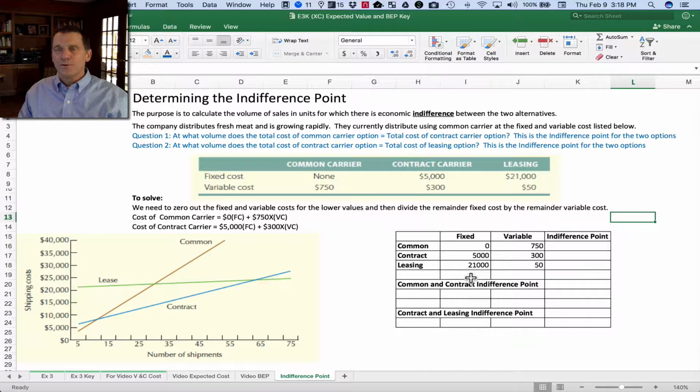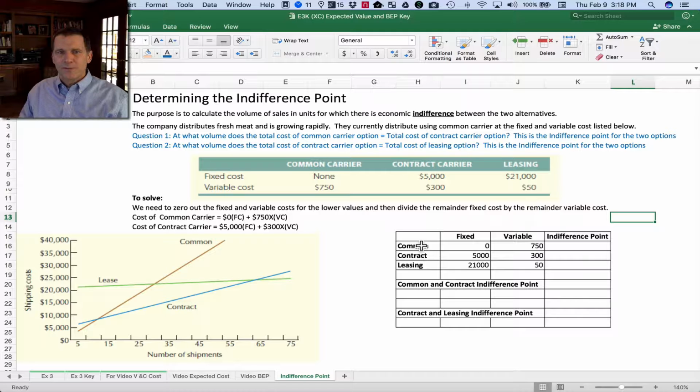What we want to do is zero out the fixed and the variable cost by taking the higher of each of the two we're going to compare and zeroing one of them out. With the balances from those two, A minus B, we can then divide the remaining fixed cost over the difference in variable costs. That sounds like a mouthful, but actually it's quite simple.